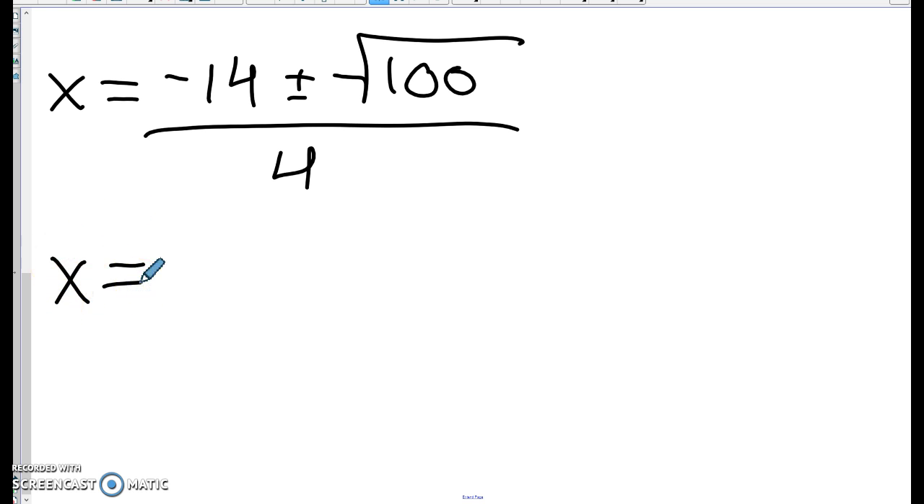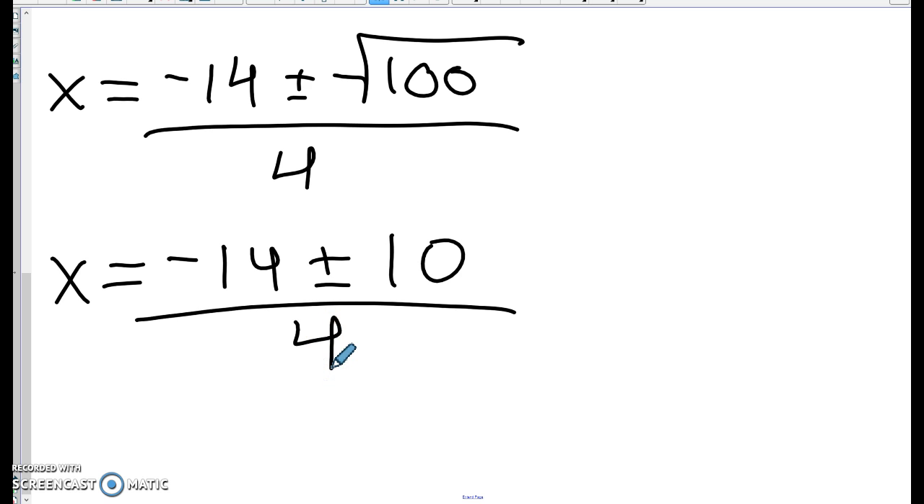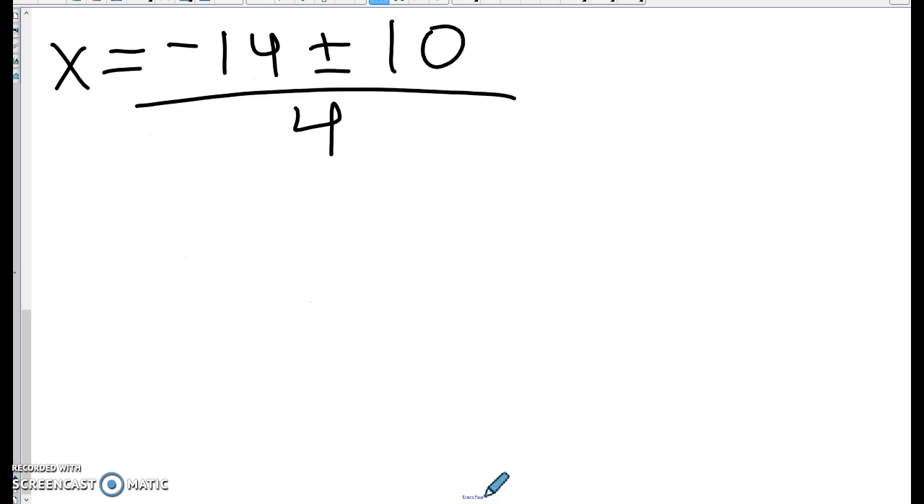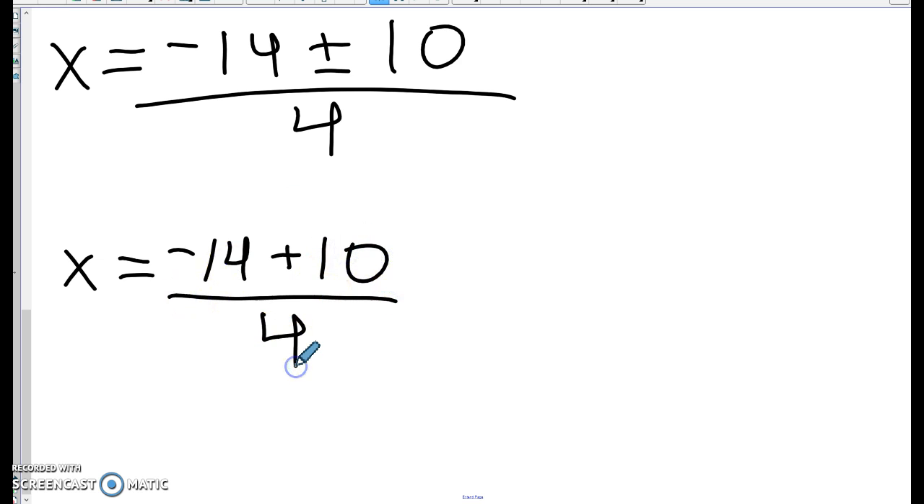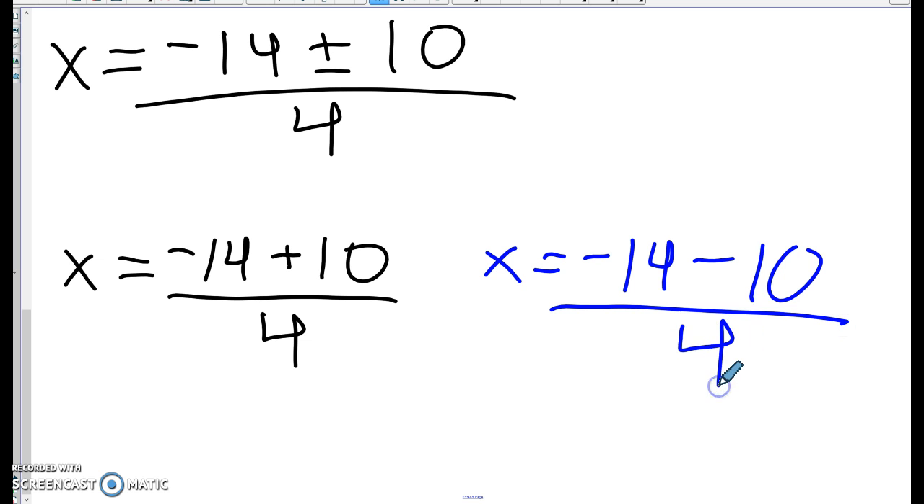x equals negative 14 plus or minus the square root of 100 is 10, all over 4. Now here is where I would probably, if I hadn't done it before, split this into my two solutions, my plus and my minus. So I have in one case x equals negative 14 plus 10 all over 4. And in my other case, x equals negative 14 minus 10 all over 4. And again, that's because this was the plus or minus sign right up here.